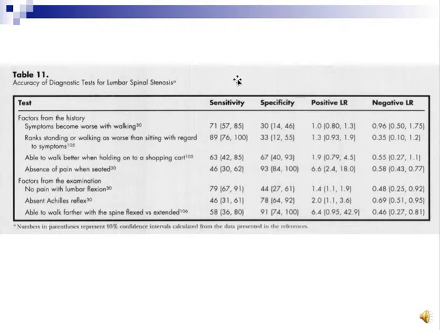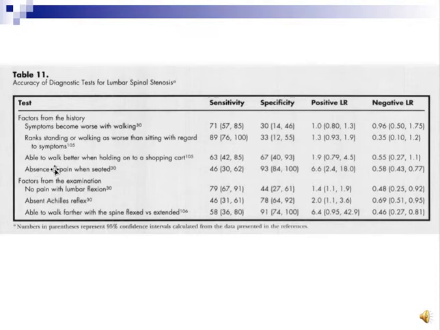So this is a table of different factors from the history: sensitivity, specificity, positive and negative likelihood ratios. We can see here different things in the history that may or may not have known specificity and sensitivity with the condition of spinal stenosis. So we have symptoms become worse with walking. So walking as a symptom, its sensitivity is 71% and 30%. A good example, let's go to some of the ones we'd like to use.